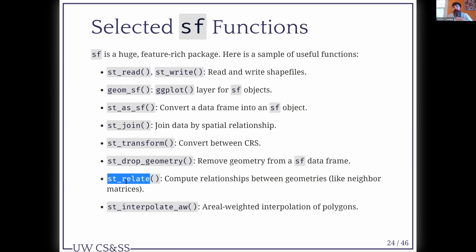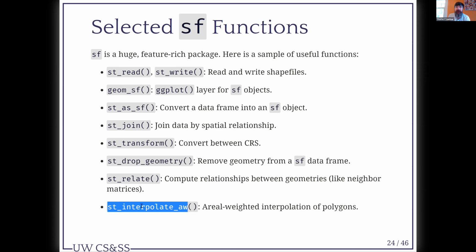ST relate is used for computing relationships between geometries. Maybe you want to know for every given census tract in the city what its neighbors are. You could calculate a neighborhood matrix. This is useful for geostatistics. Another thing you might want to do is calculate the difference between things. An example I'm going to show a little bit later is we're going to subtract bodies of water from census tract plots.